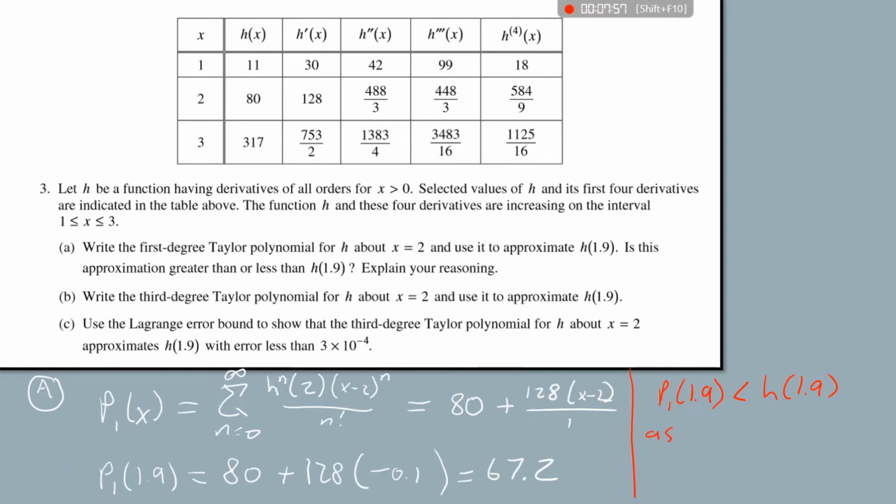Okay, so I could say P1 at 1.9 should be less than h at 1.9, as h prime is increasing on our interval from 1 to 3.